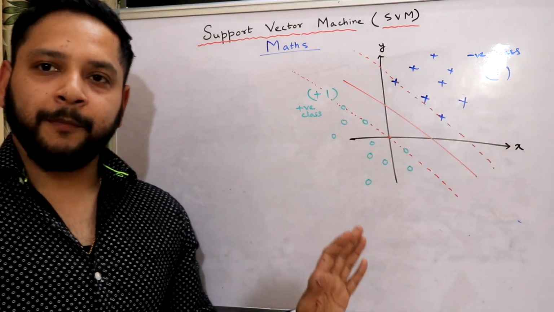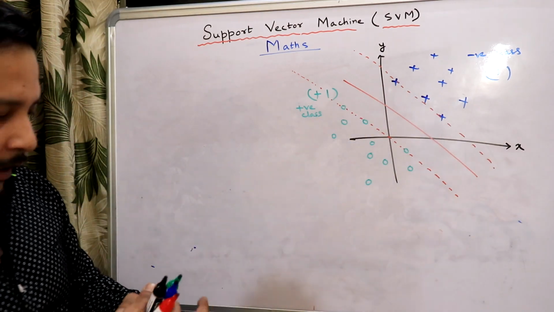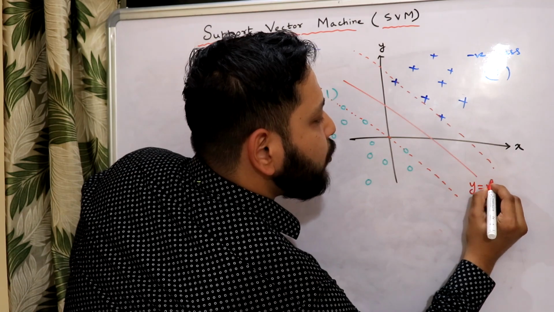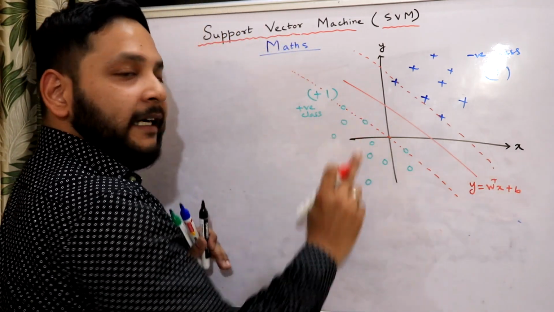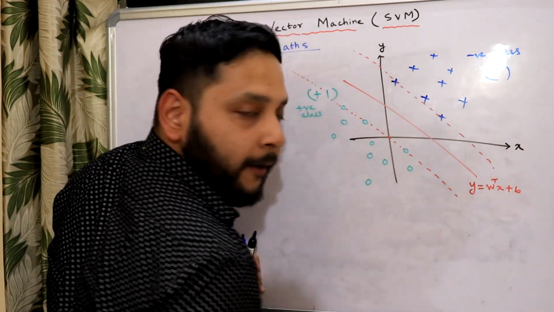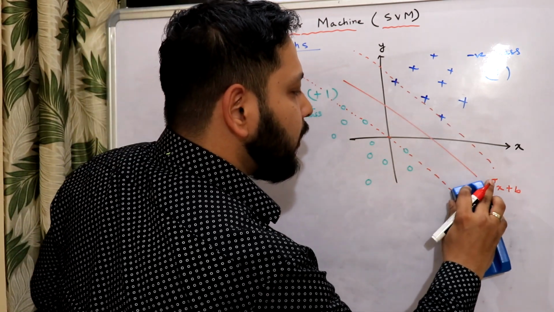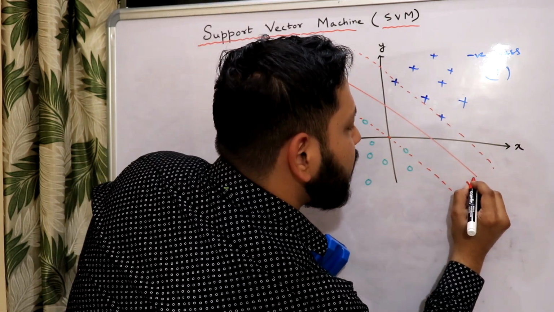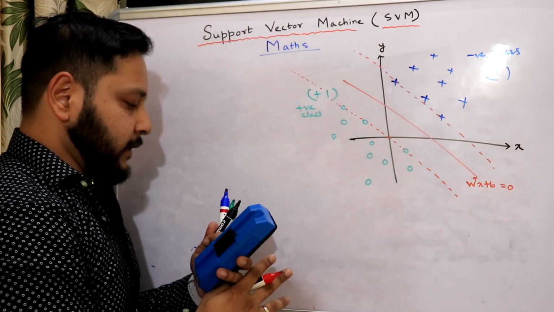So coming back to the previous diagram which I have shown, this is the negative class, this is the positive class. We know the equation of the hyperplane is y equals w transpose of x plus b. Here note that the intercept is not 0, so b is not 0. We generally write the equation of the hyperplane as w transpose of x plus b equals 0. I have already explained this.